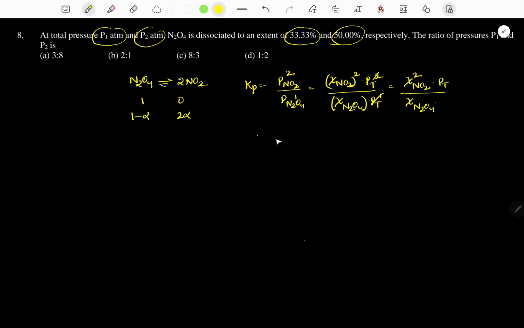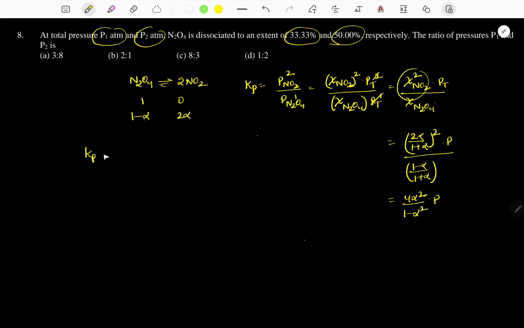Therefore, mole fraction of NO2 means 2 alpha by total moles, 1 minus alpha plus 2 alpha, that is 1 plus alpha, whole square. Mole fraction of N2O4 is 1 minus alpha by 1 plus alpha. So mole fraction of NO2 is 2 alpha by 1 plus alpha whole square into total pressure upon 1 minus alpha by 1 plus alpha. And this value finally is 4 alpha square by 1 minus alpha square into total pressure.